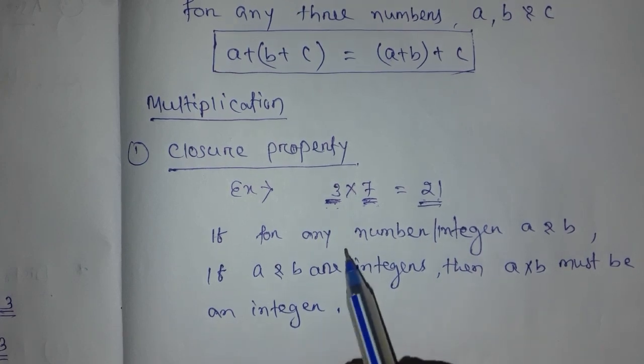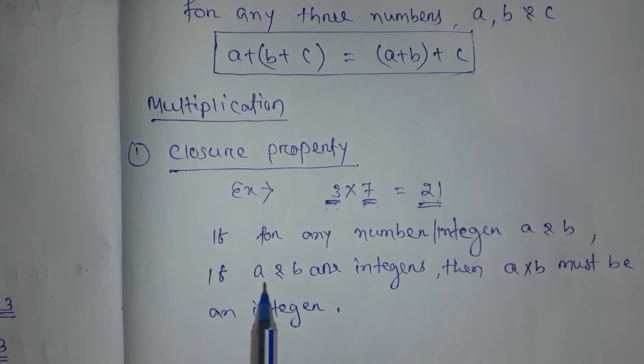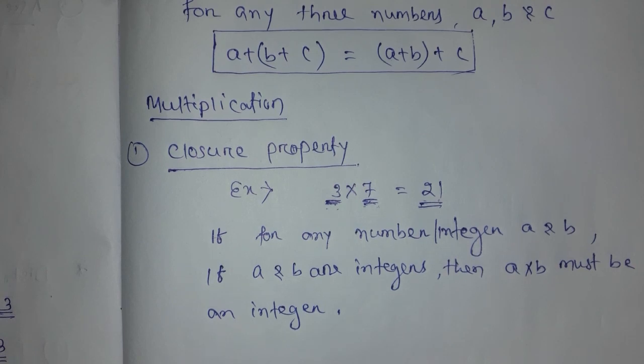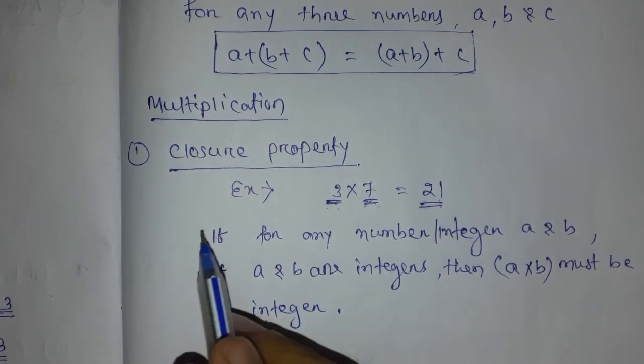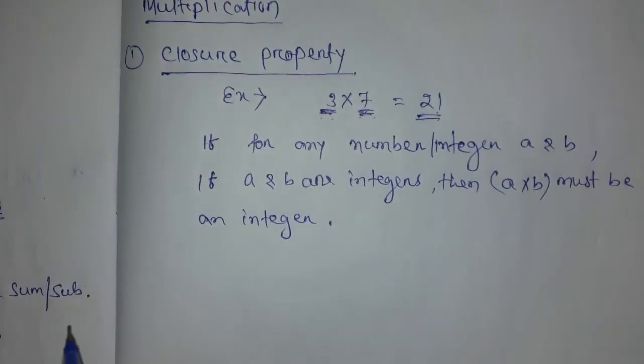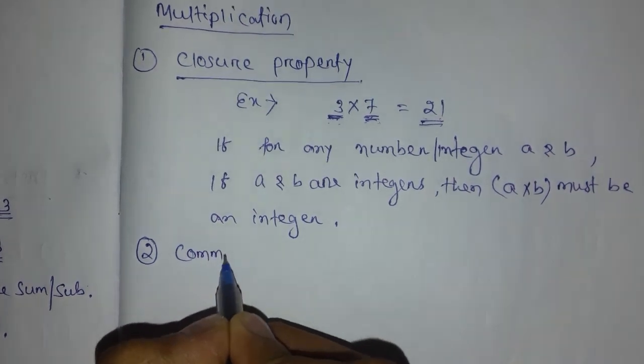If we take whole numbers also, we can say for any two whole numbers a and b, if a and b are whole numbers, then a into b is also a whole number. This is the closure property under multiplication. And the second property under multiplication is the commutative property. What is the commutative property?